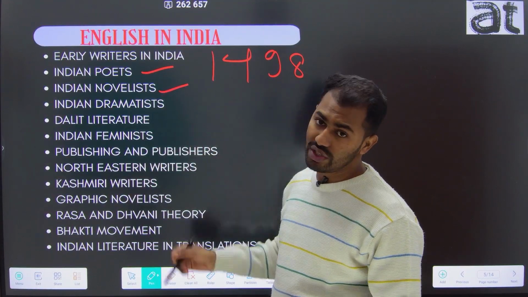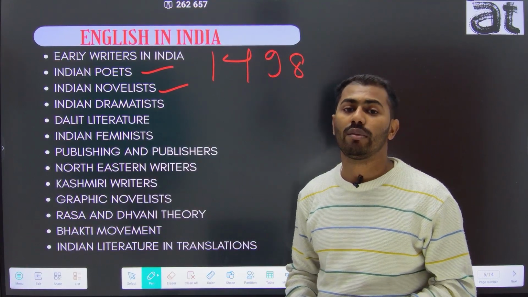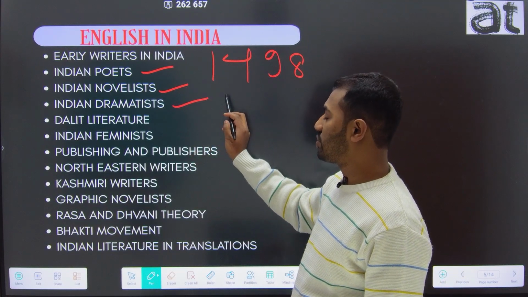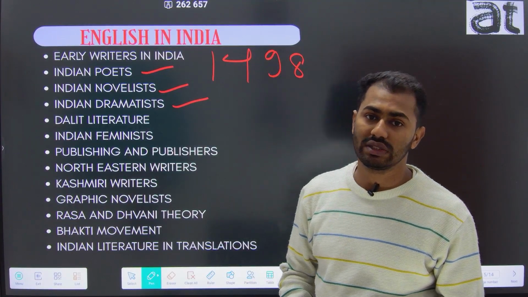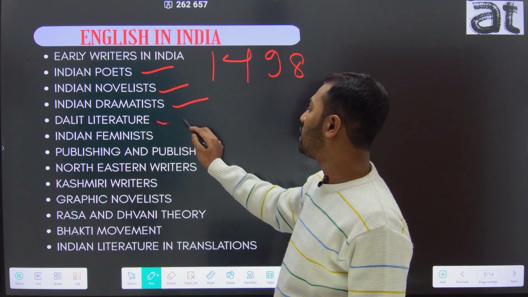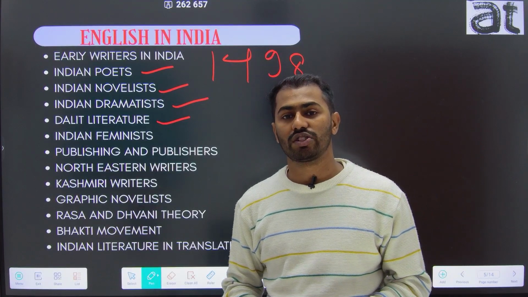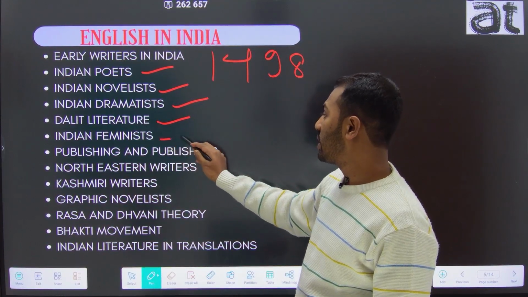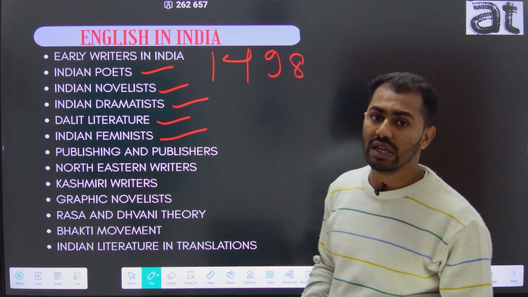In Indian novelists, you have to read R.K. Narayan, Raja Rao, Bhabani Bhattacharya, Mulk Raj Anand. And after that comes Indian dramatists. In Indian dramatists, you have to read Vijay Tendulkar, Mahesh Dattani, Badal Sarkar, Girish Karnad. Next comes Dalit literature. In Dalit literature, you have to read Sharankumar Limbale, Om Prakash Valmiki, Bama. Next, Indian feminists. In Indian feminists, you have to read Ruth Vanita, Urvashi Butalia.